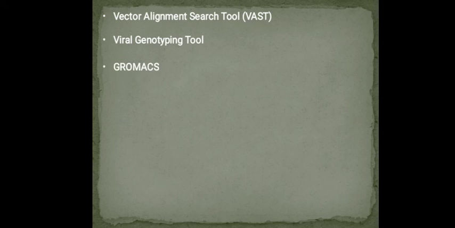Then there are some tools from sources other than NCBI. The first one is GROMACS. GROMACS is a very versatile package to perform molecular dynamics. It means it simulates the Newtonian equations of motion for systems with hundreds to millions of particles.